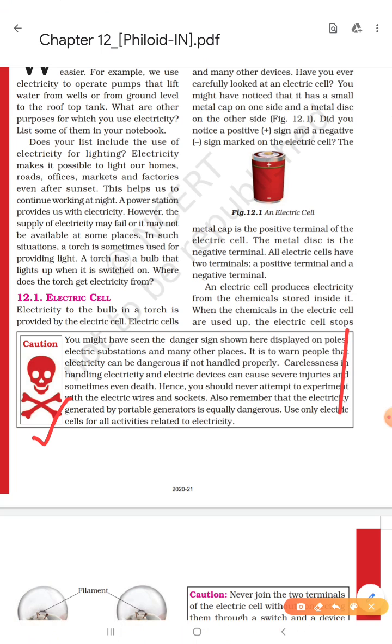And you have to remember this point also: the electricity generated by generators is also equally dangerous. So use only electric cells for all activities related to electricity. That's why we are discussing only the electric cell, because it does not produce a large amount of current. So remember this point.